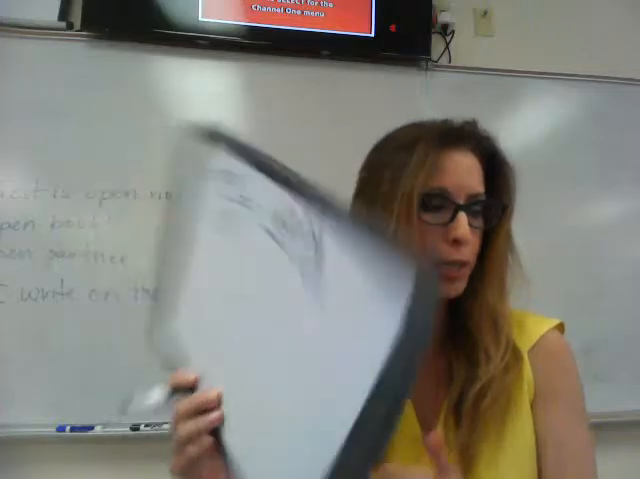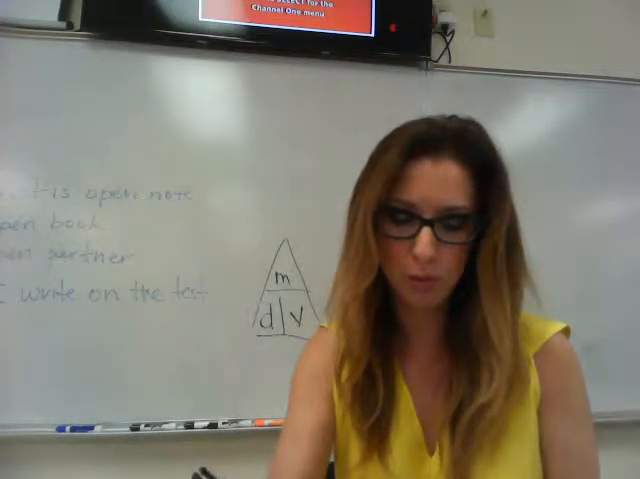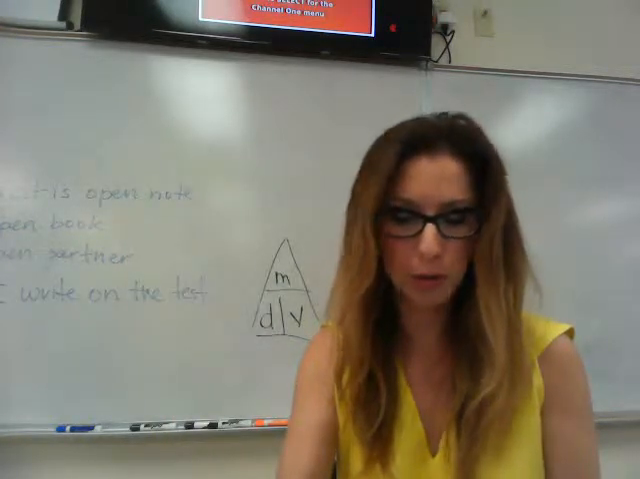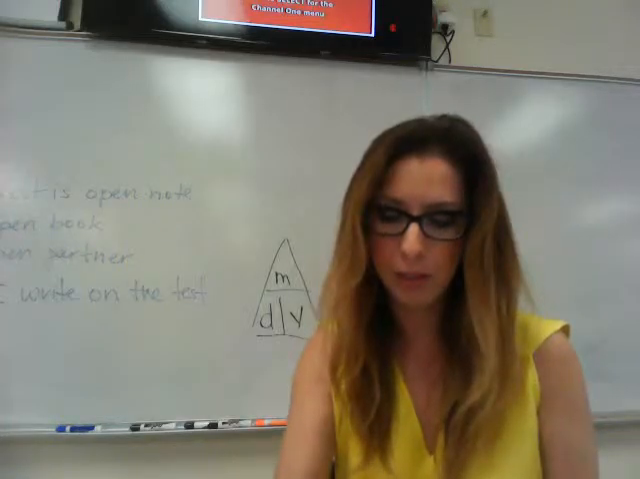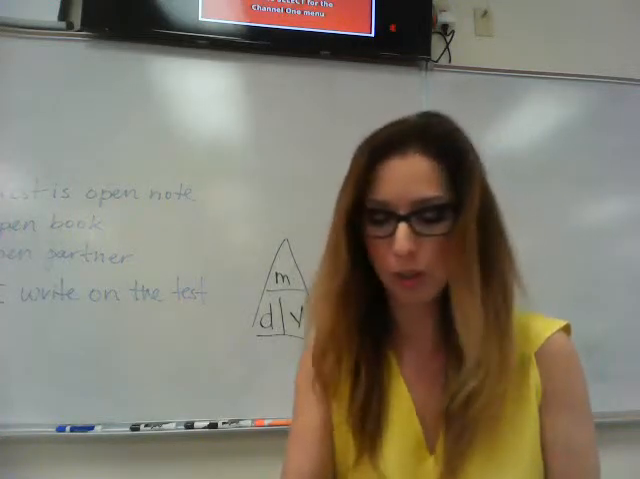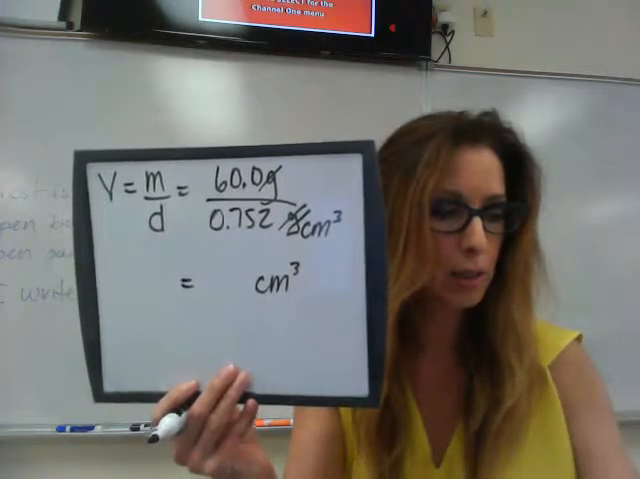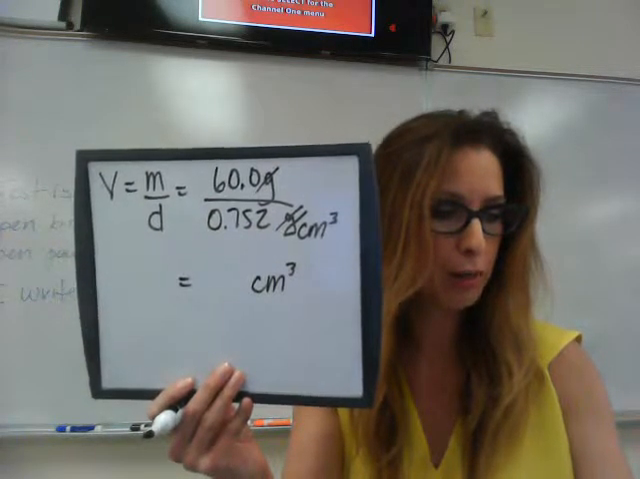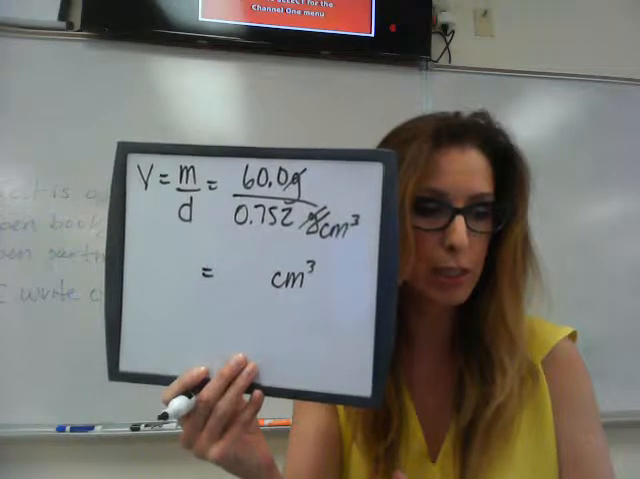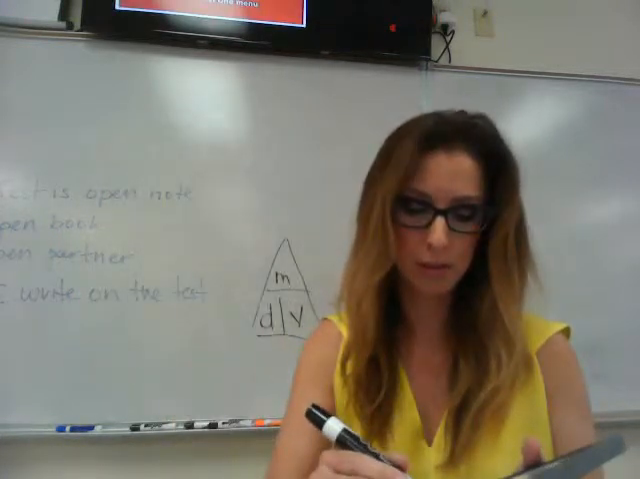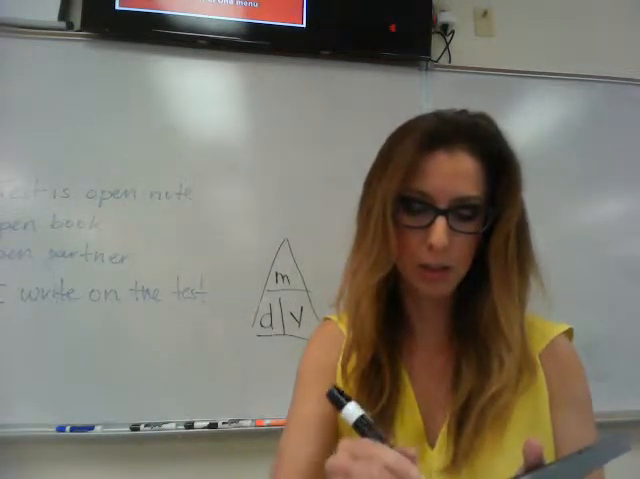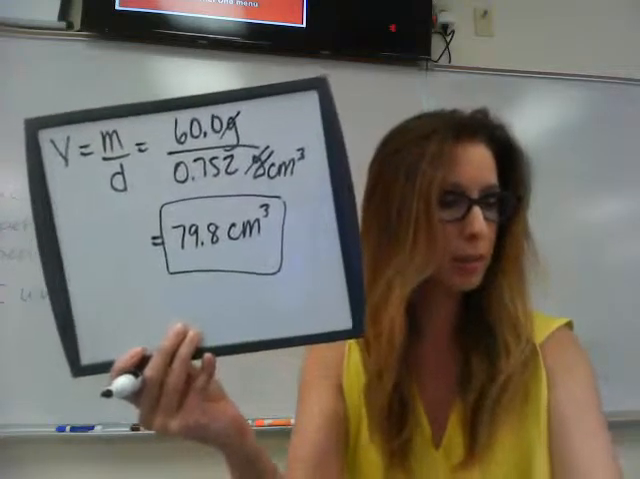You're going to put the 0.752 grams per centimeter cubed on the bottom. Grams is going to cancel, leaving you with centimeters cubed. So it's going to be 60 divided by 0.752. So it's 79.8 centimeters cubed. And it's like this. Okay.